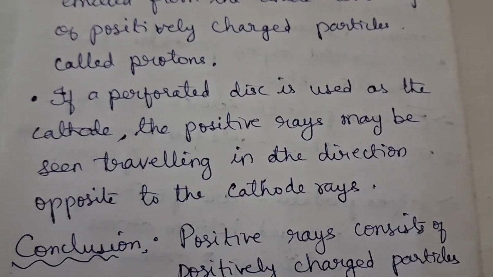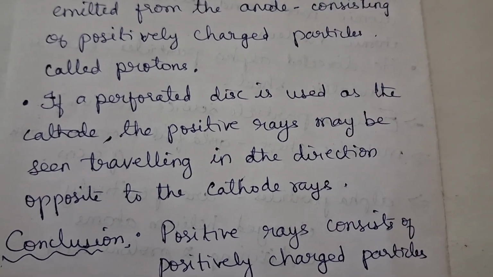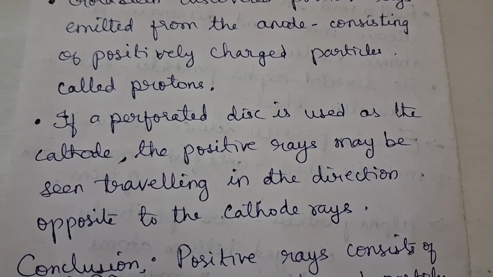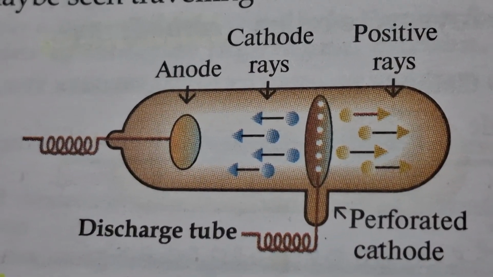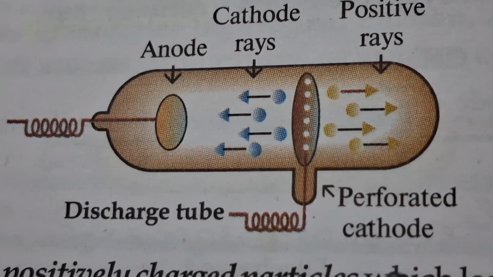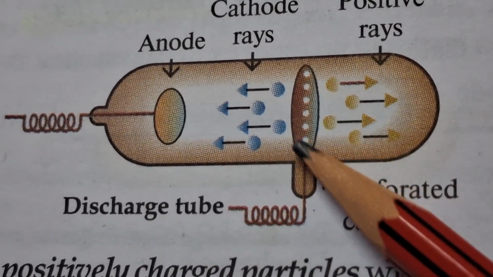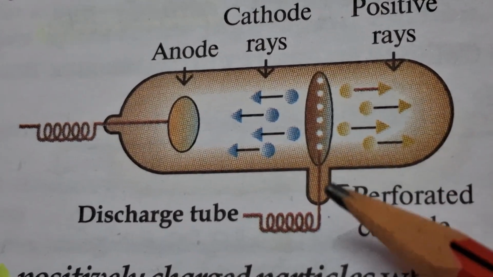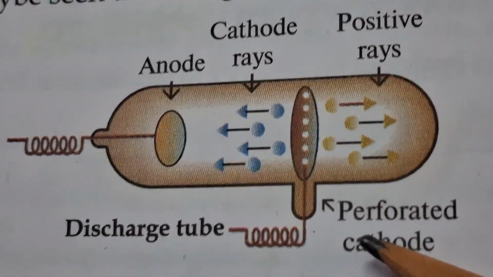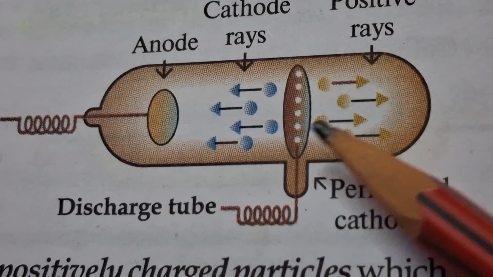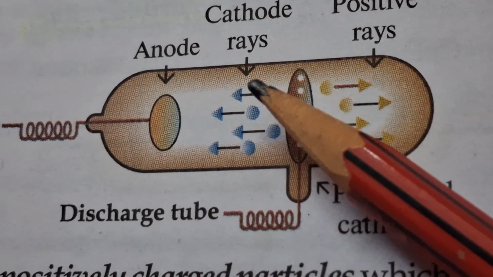If a perforated disc is used as a cathode, the positive rays may be seen traveling in the direction opposite to the cathode rays. This is the anode. This is a perforated cathode. Perforated means it's a plate with small tiny holes, and this plate acts as a cathode. Positive rays are moving away from it. These are cathode rays.